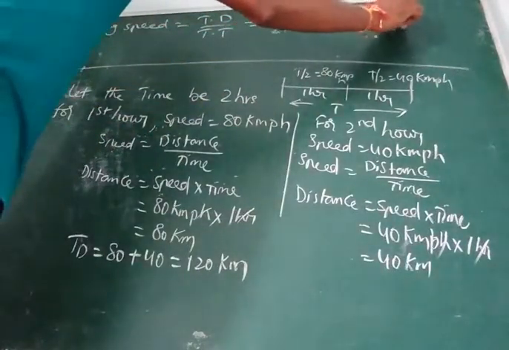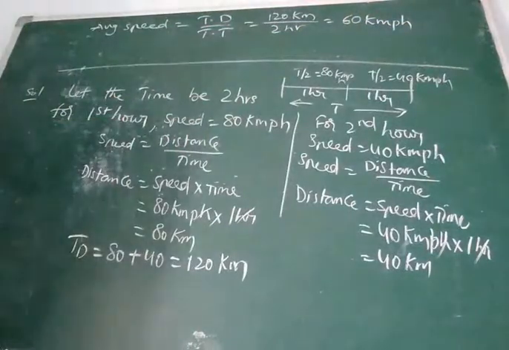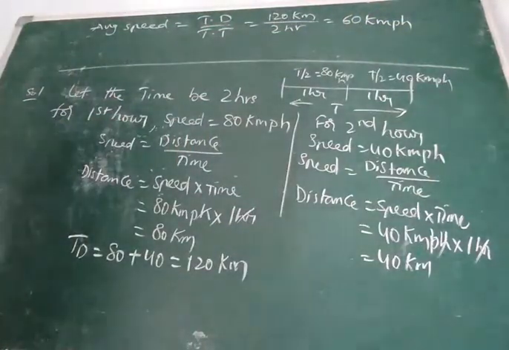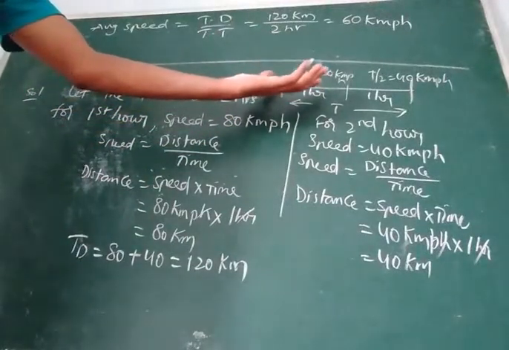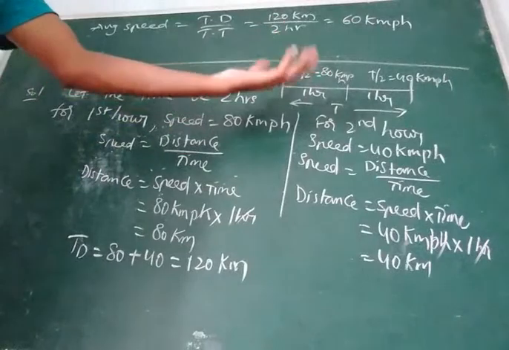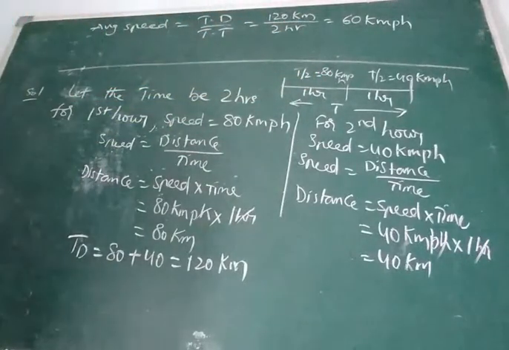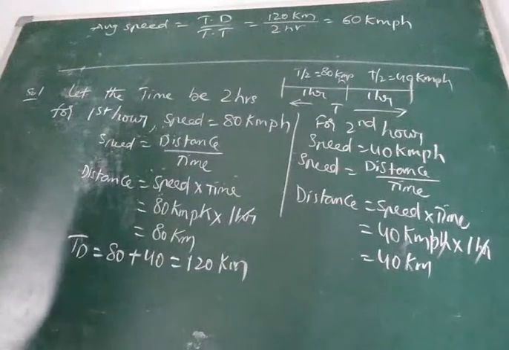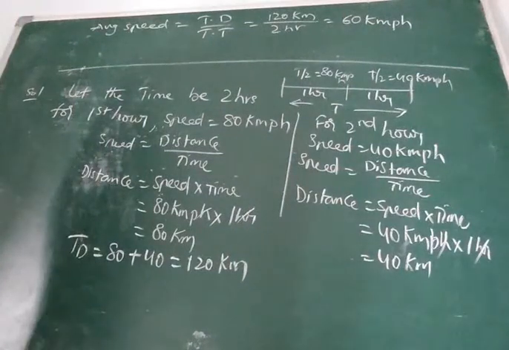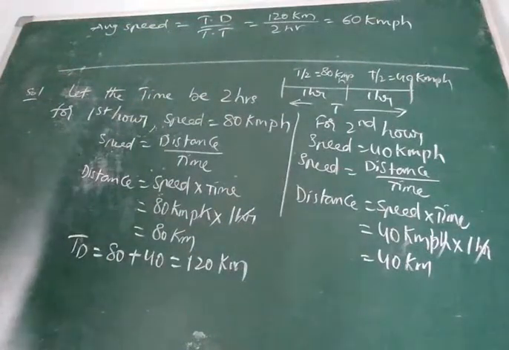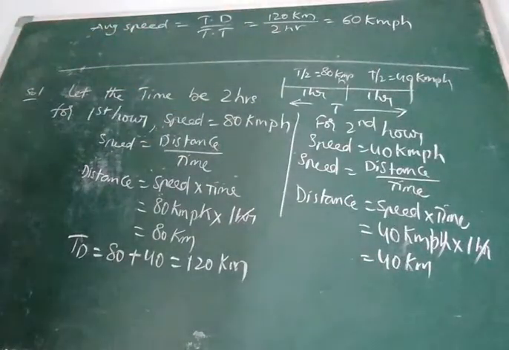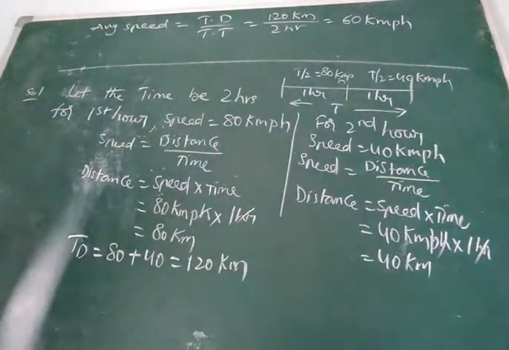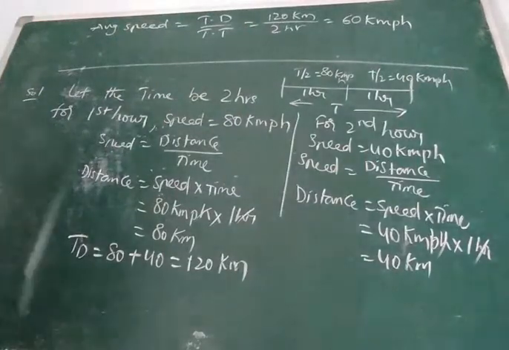So 60 kilometers per hour is the average speed traveled by the body, if the body is traveling the first half of the time with 80 kilometers per hour and the next half of the time with 40 kilometers per hour. If the body travels with the average speed, then it is 60 kilometers per hour. Right.